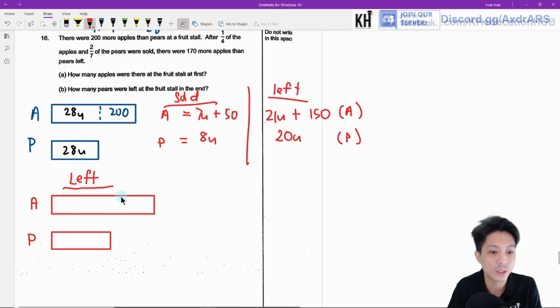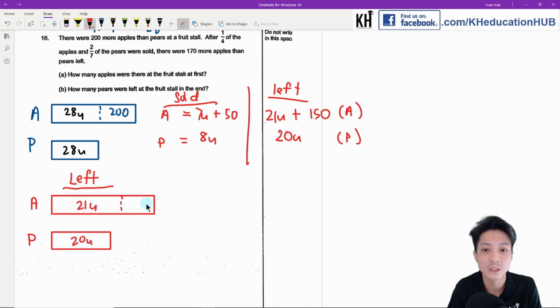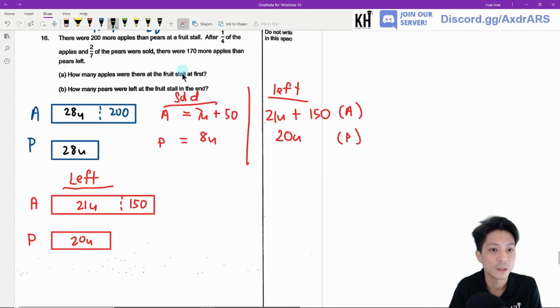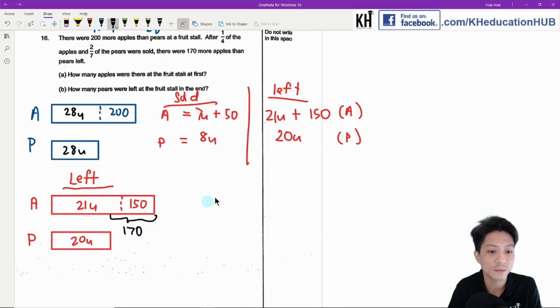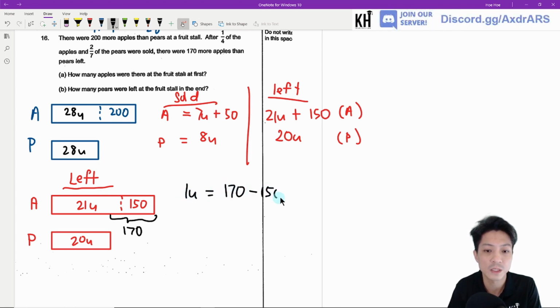I'm going to draw a slightly bigger dotted line over here. This is 21 units and this will be 20 units. This will be 150. And the 170 will be from here to here. Which means that from this model, you can tell that 1 unit is equal to 170 minus 150, which is 20.